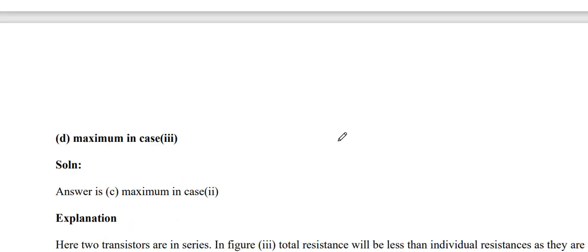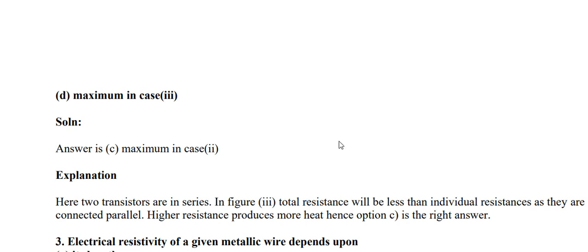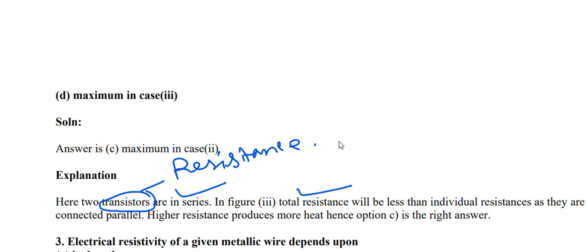Now let's see. Yes, here two resistors are in series. Total resistance will be less than the individual resistance. Make correction. Total resistance will be less than the individual resistance as they are connected in parallel, right? Higher resistance produces more heat, hence option C is correct. If the resistances are connected in series, they produce high heat, right?